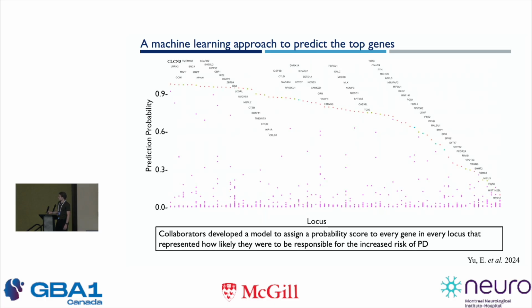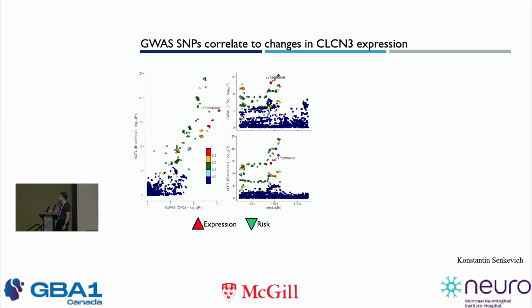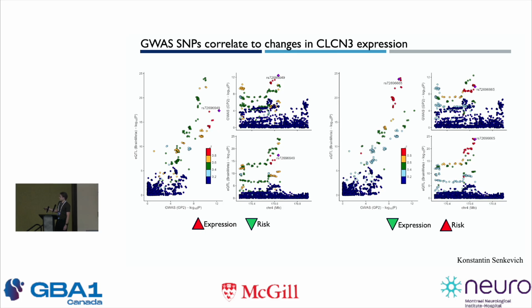And from that analysis, you can see that CLCN3 was actually given the highest predicted probability out of any gene across the entire GWAS. It is found in locus 43, and you can see that a majority of the SNPs all fall within the introns of CLCN3. But more importantly, when you look at the expression data and eQTLs, SNPs that are associated with a reduced risk of Parkinson's are actually associated with increased expression of CLCN3, while SNPs that increase your risk of Parkinson's disease actually lead to reduced expression of CLCN3.